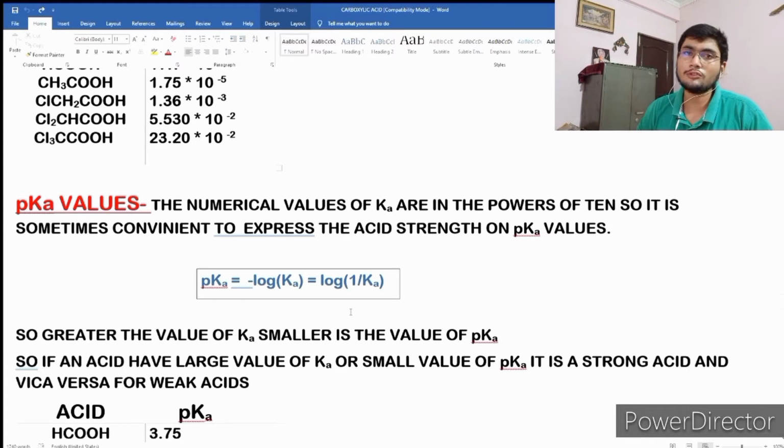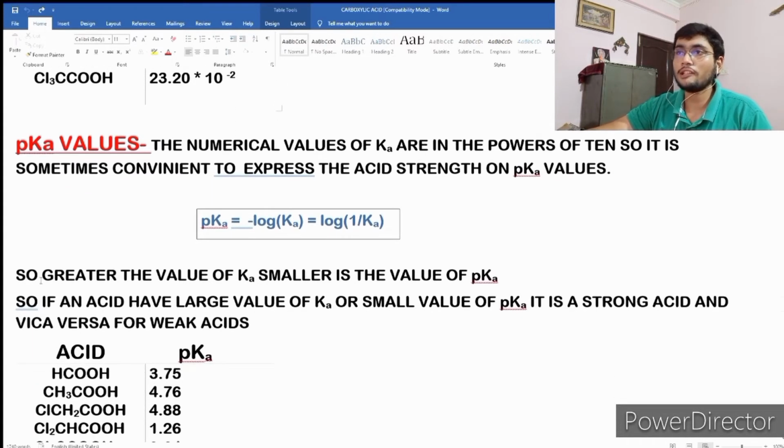Now here is one thing to be noticed, that if a strong acid has a high value of dissociation constant, we all know that. So by putting a large value here, we will get a small value of pKa, which means that if we are given a compound which is a strong acid, then it will have a large value of dissociation constant but a small value of pKa. So this point should be kept in mind. That's what I have written here also: the greater the value of Ka, the smaller is the value of pKa.